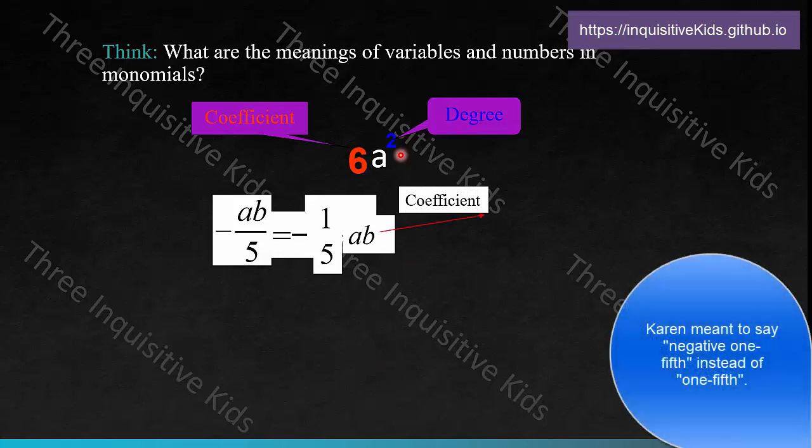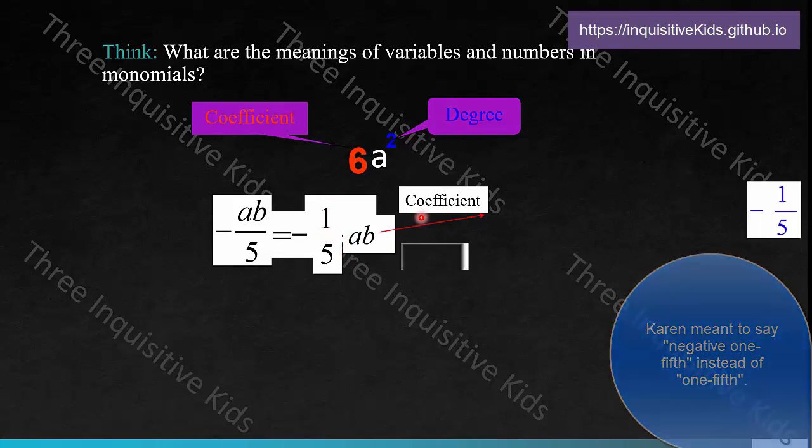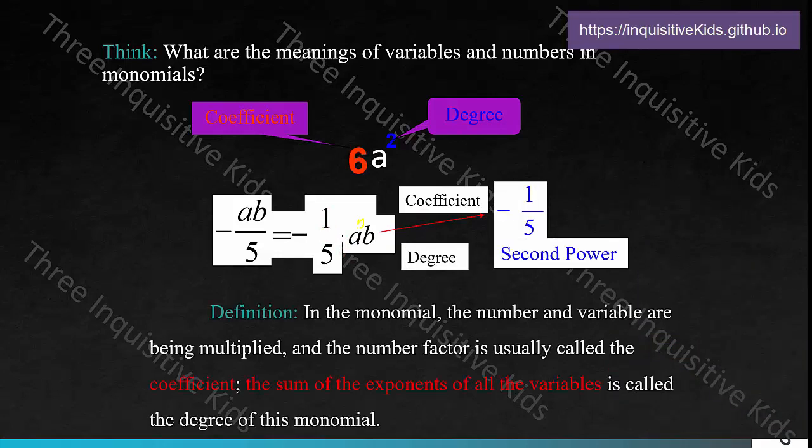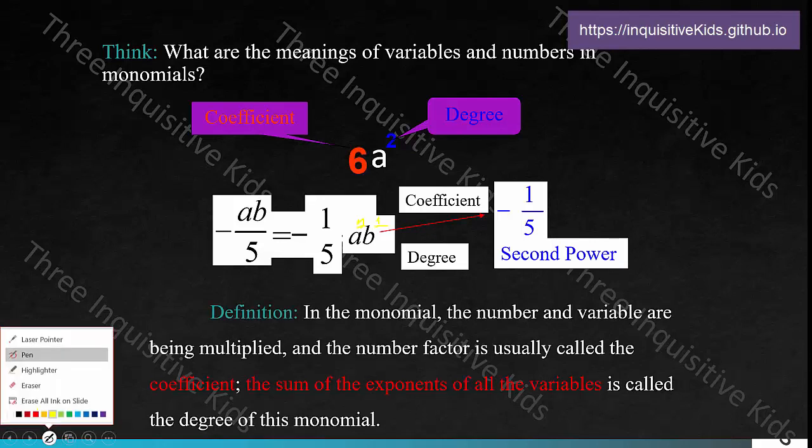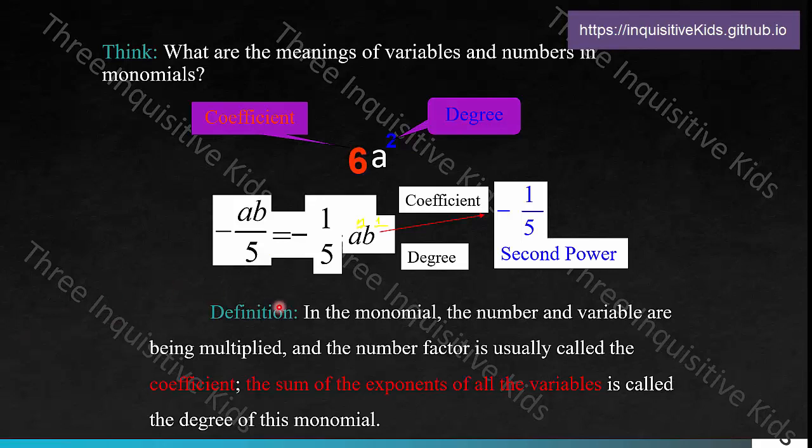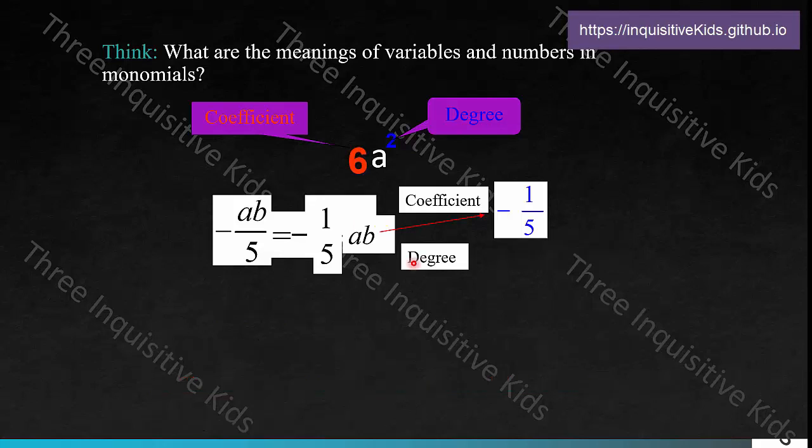Here's another example. This 1/5 is the coefficient. These are just raised to the first power. So it might seem like there aren't any degrees there, that it's 0. No, it is 1. So 1 plus 1 would be 2. So the degree of the monomial would be 2. Remember, the degree of a monomial is always the sum of every single exponent in the monomial.